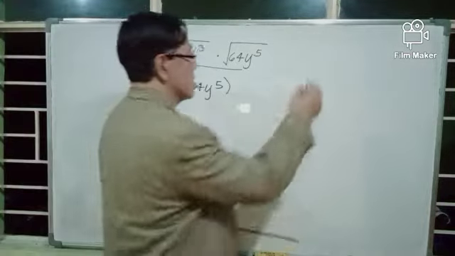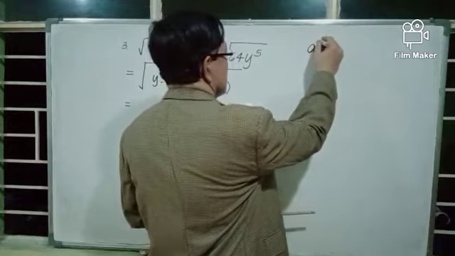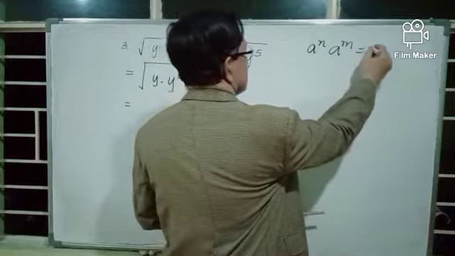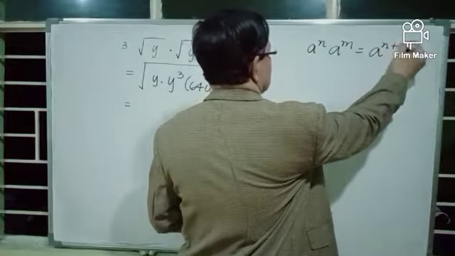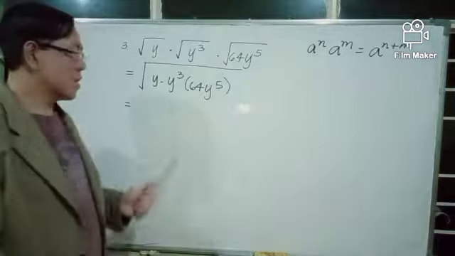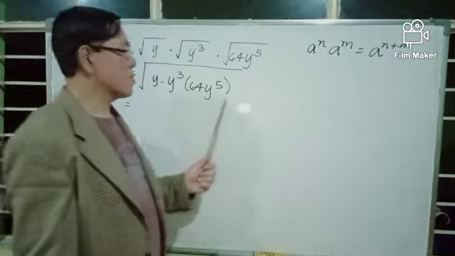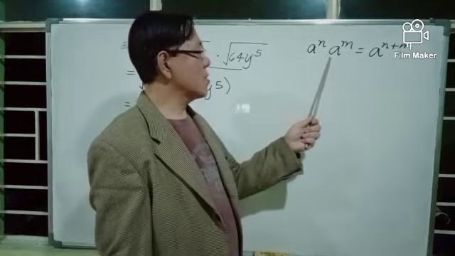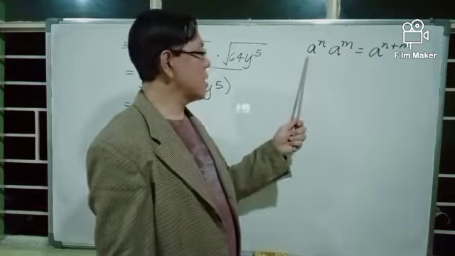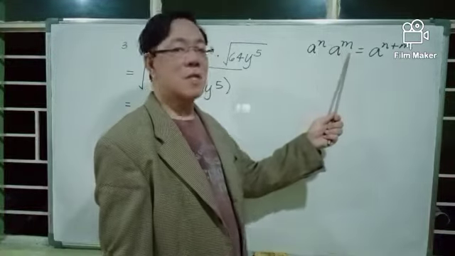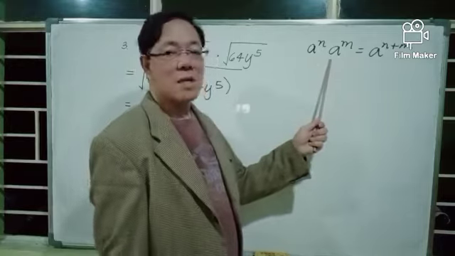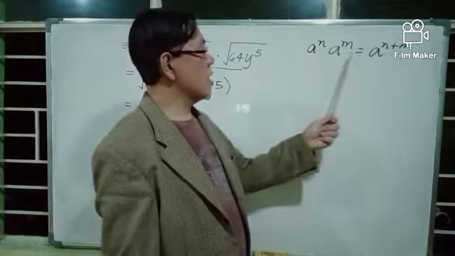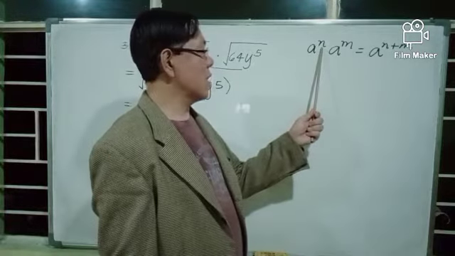And this property says a to the n multiplied by a to the m is equal to a to the power n plus m. To get the product of y, y cubed, and y raised to 5, we apply this property of exponent that says a raised to n multiplied by a raised to m. Notice that the base is common, a, but the exponents are different. And this can be written as a single exponential notation. Take the common base a and add the exponents of a, n plus m.